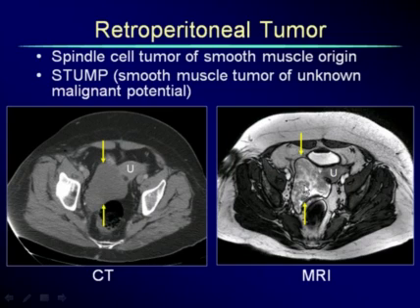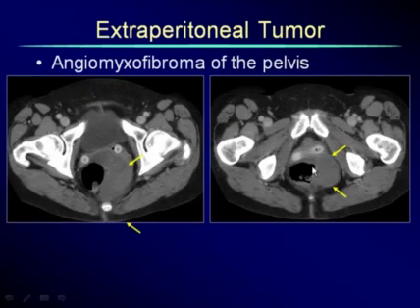MRI was kind of unusual, showing these papillary projections. They weren't sure what it was. Surgery showed a spindle cell tumor of some kind of smooth muscle origin. So they called it a STUMP tumor, a smooth muscle tumor of unknown malignant potential. Where did this arise from? Did it arise from the pelvic sidewall, from smooth muscle in vessels, whatever? It's doubtful that this was a fibroid.